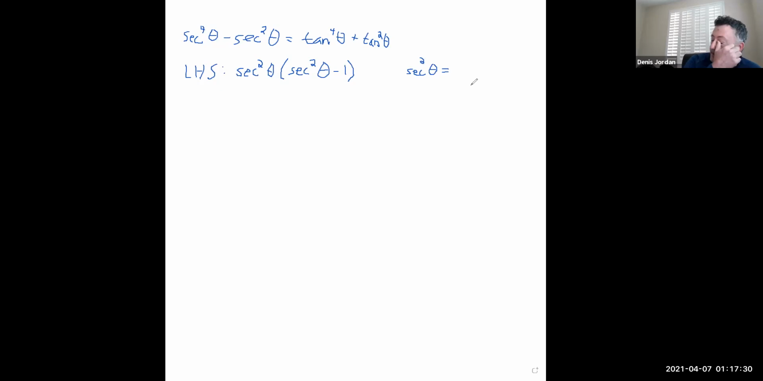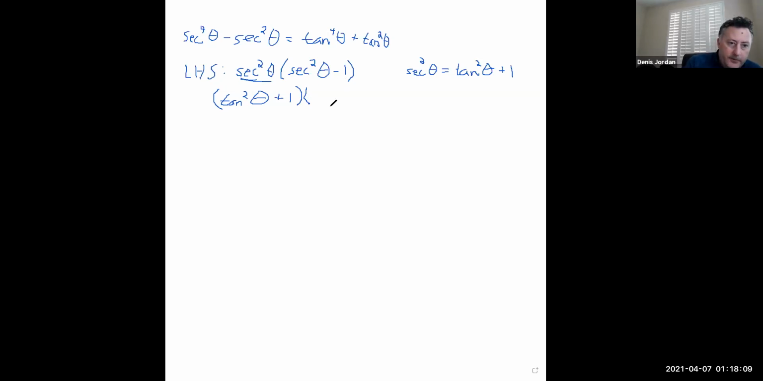According to the Pythagorean identity, what does secant squared equal? Tangent squared theta plus 1. Yeah. So the secant squared that's over here on the outside, we're just going to directly substitute it with that tangent squared plus 1. But it's still being multiplied to that secant squared minus 1 quantity.